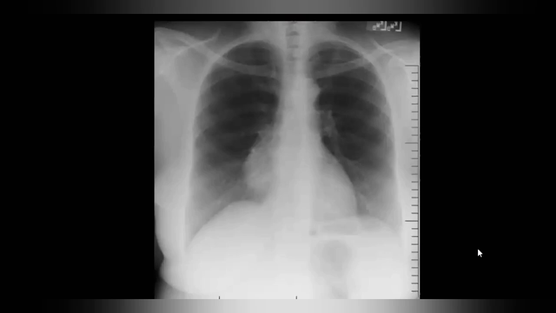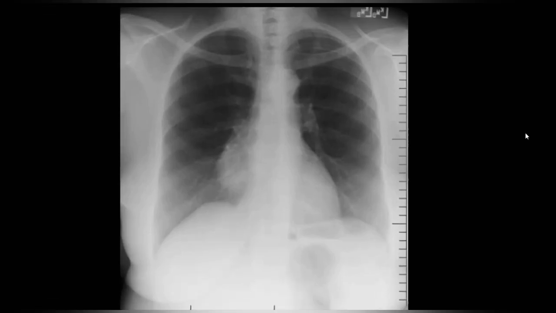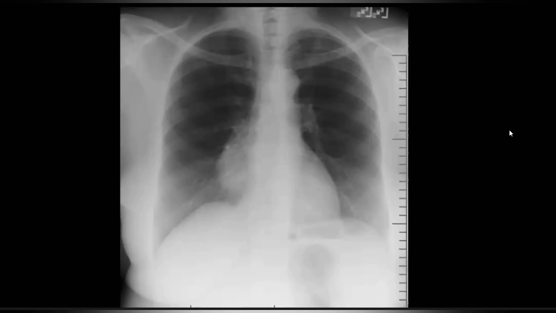So it's silhouetting the right heart border, and it has the convex right lateral margin, and the remaining lung parenchyma on the right side appears normal, and there's no soft tissue opacity in the left lung field. The retrocardiac region appears normal. The visualized bones appear normal. The CP angles are normal.